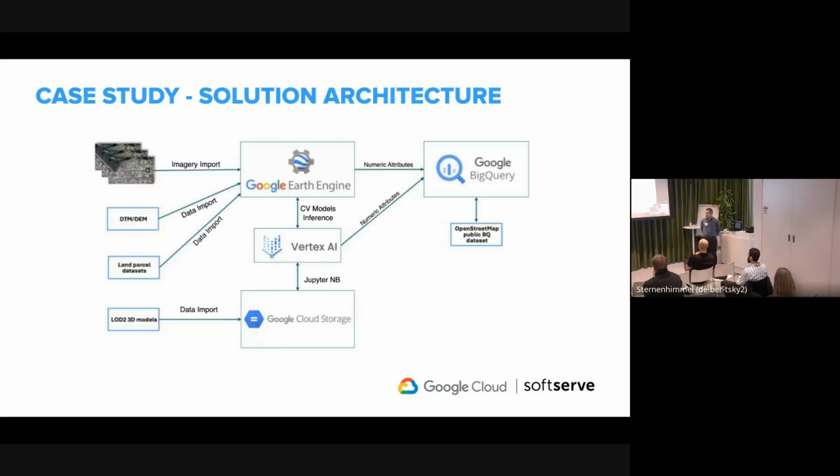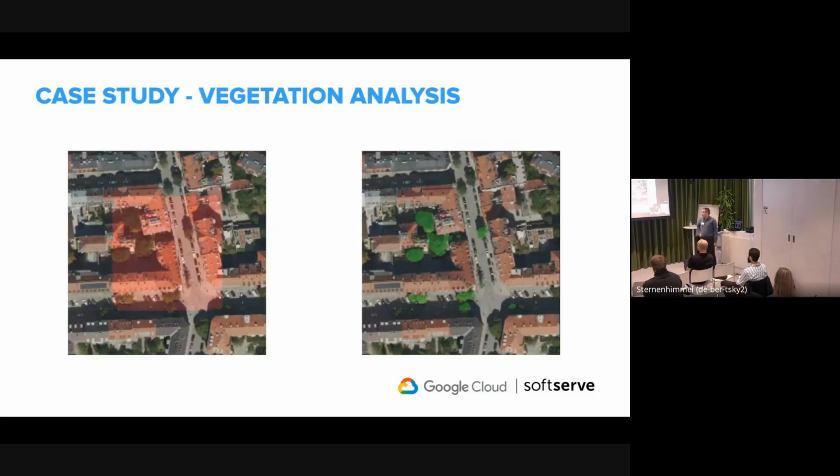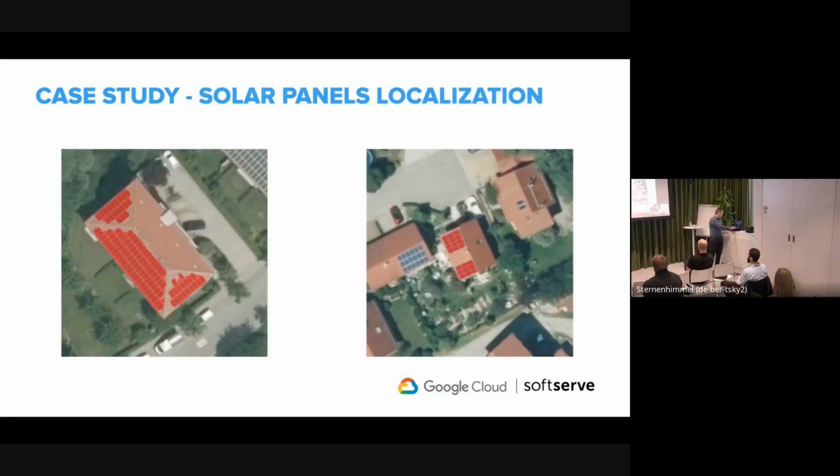And thanks to the Google platform, Google Earth Engine, and especially Vertex AI, we were able to build a couple of algorithms and models. Here is an example of vegetation analysis. For each building, we are identifying the vegetation, mostly trees, because the company that was asking for the solution was using such attributes for pricing and for risk management. Here is another example. With a computer vision model, we were able to build a model which detects solar panels on the roof.